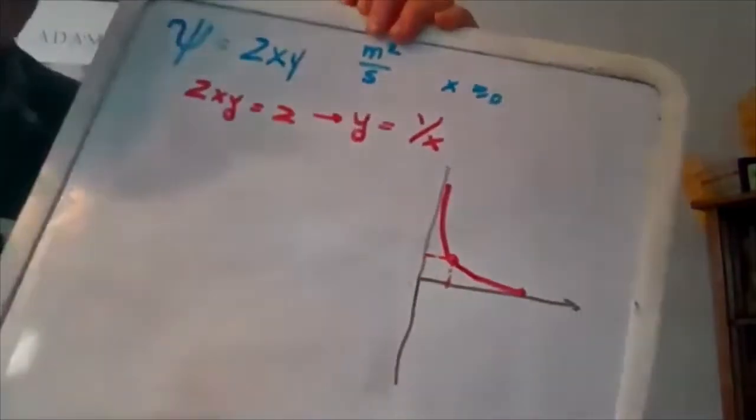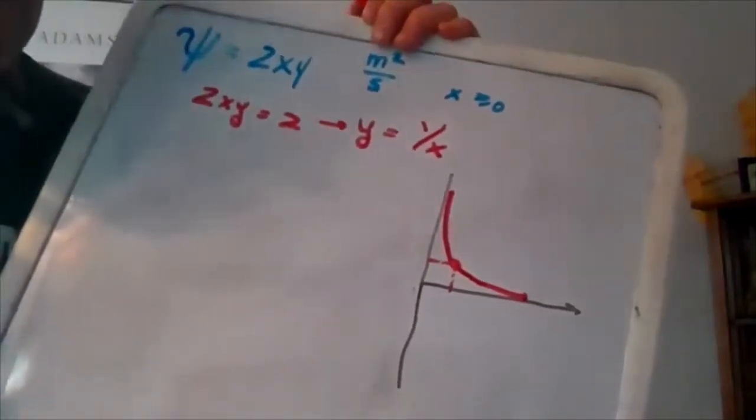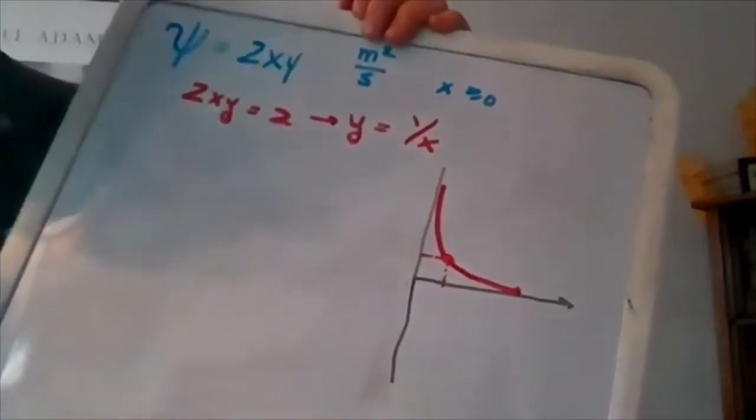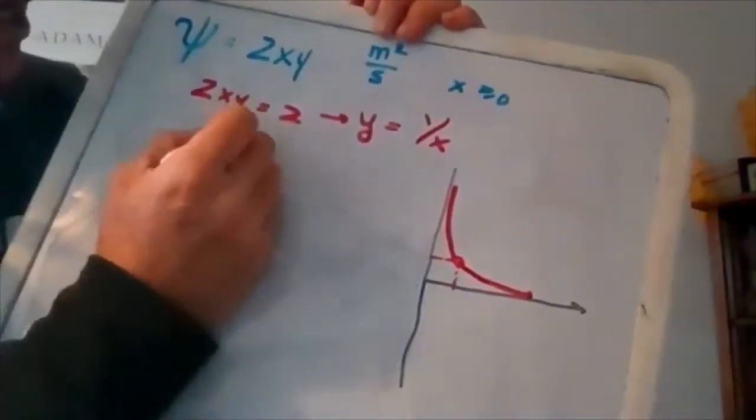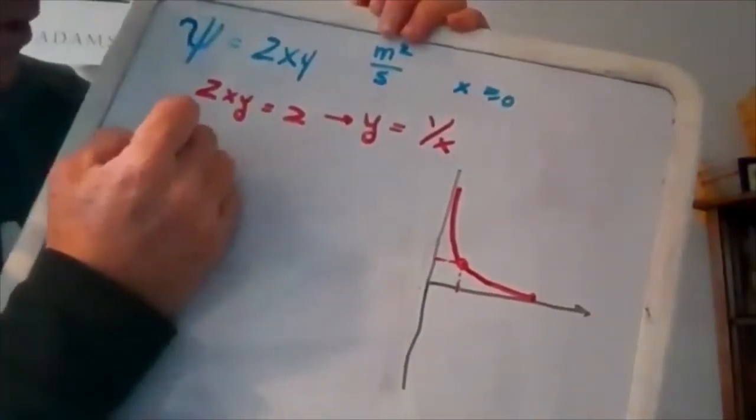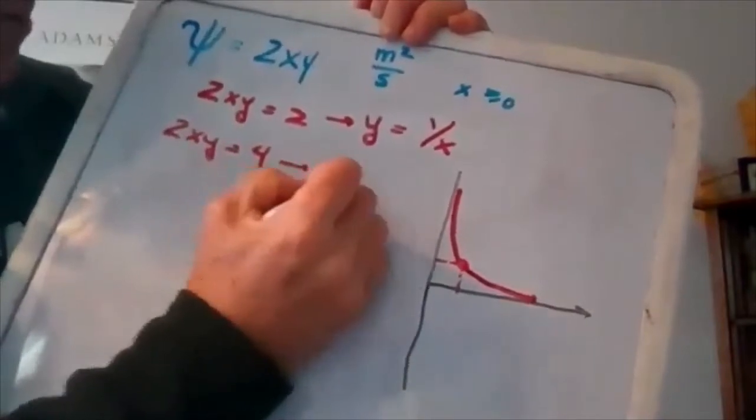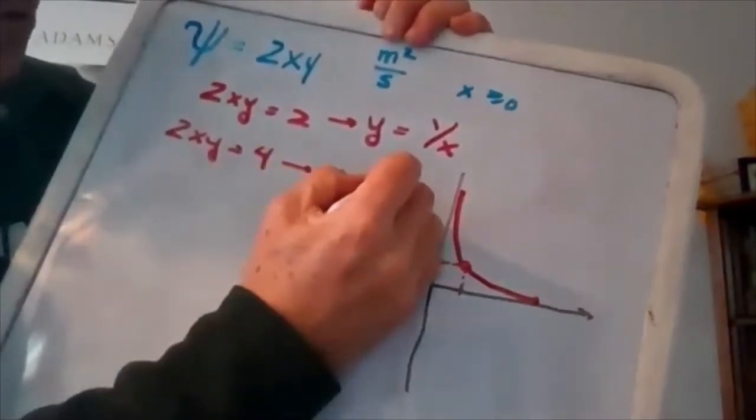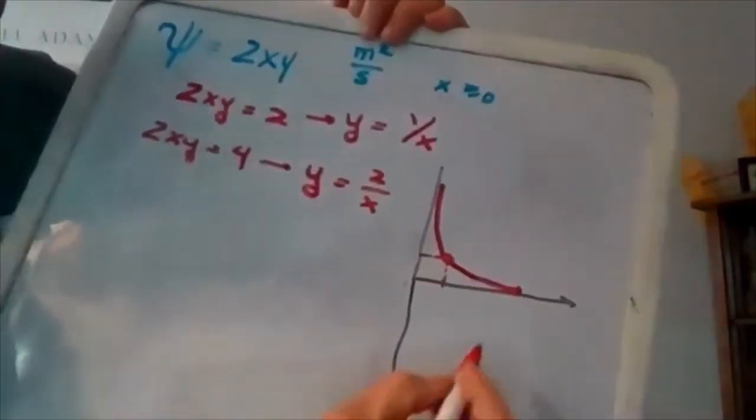So what is physically going on in this situation? To me, at least, I don't have enough information there. So I'm going to do another streamline. So trying to come up with something that was easy. If I did 2xy equals 4, that might be an easy streamline to do. And that's going to give me y is equal to 2 over x. And that I can graph as well. So I'll do another streamline in there like that.